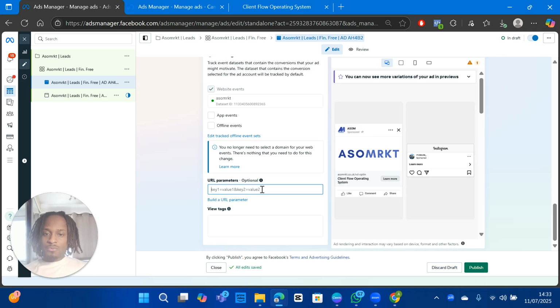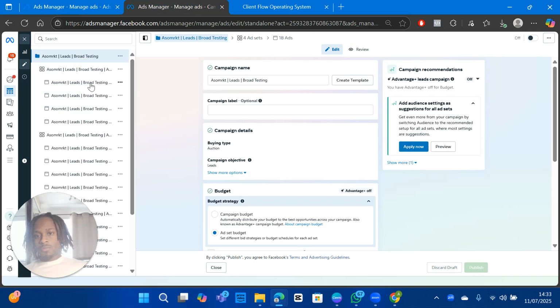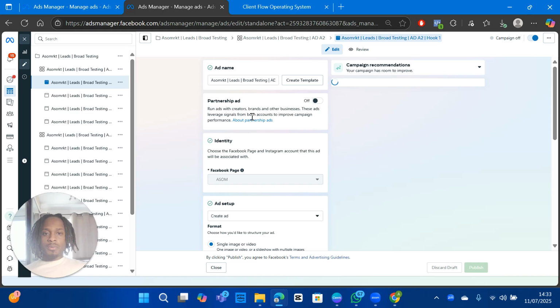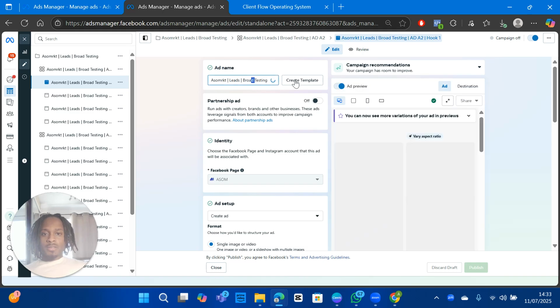URL parameters, this is important for the CRM that's connected, so that when you have your URL parameters, it will tell your CRM this came from this ad. So let's say a lead comes through, they will see, cool, this lead came from this ad set, this placement, for example. So if I switch to my own ads, as you can see here, ad A2 hook one.